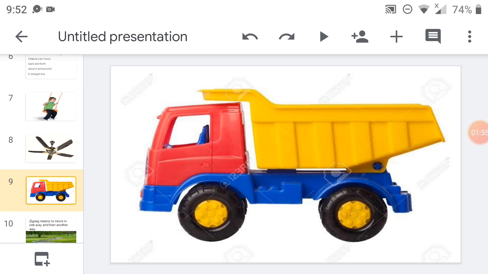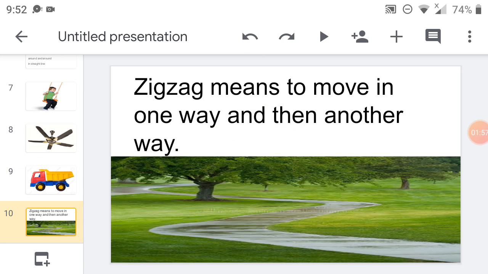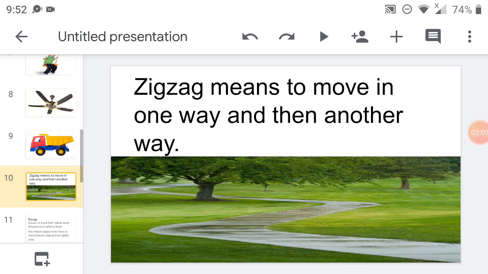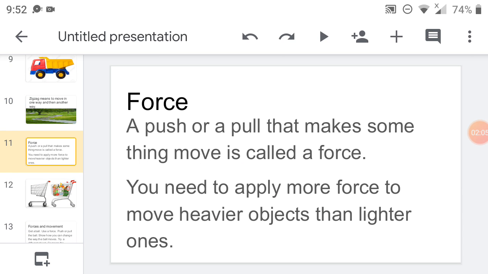Now what is meant by zigzag over here? Zigzag means to move in one way and then another way. Zigzag path is shown in this picture. Okay. Now move to page number 105. Force. You can move things in different ways. A push or a pull that makes something move is called a force. And a force changes the way an object moves.